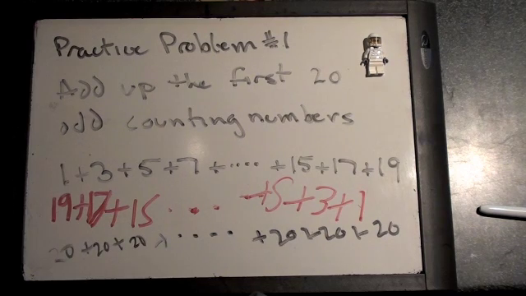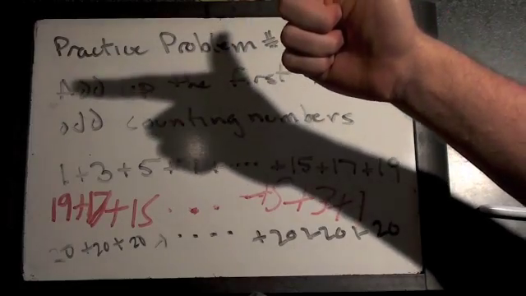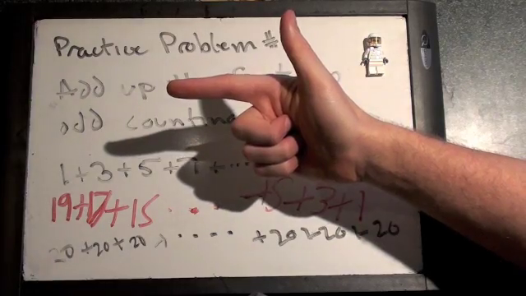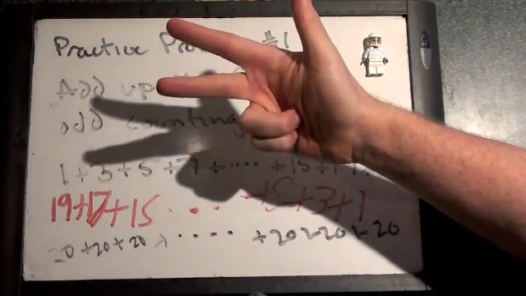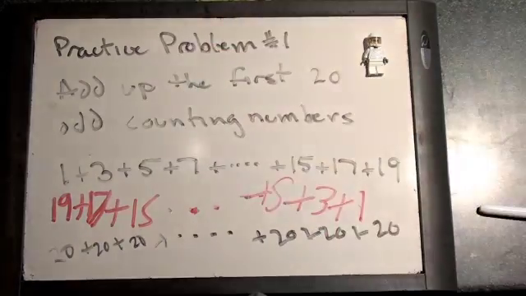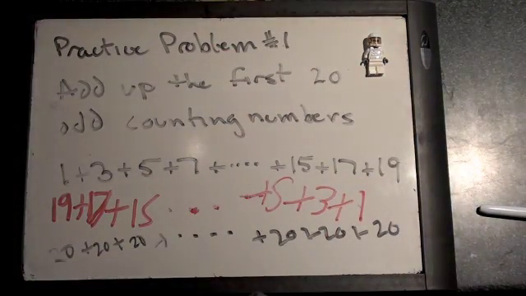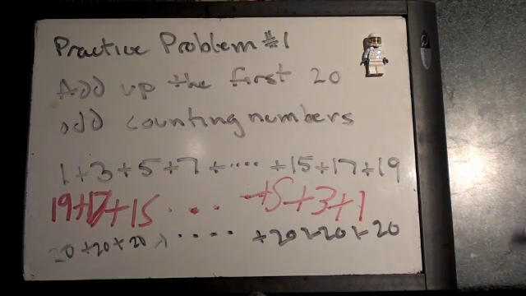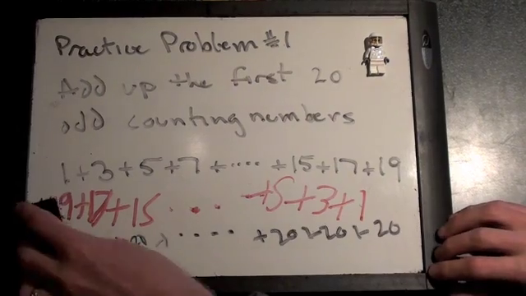And so how many odd numbers are there between 10 and 20? What odd number comes after 9? 11. 13. Then 15. 17. And 19. So how many odd numbers are there up to 19? 10. Okay, so how many 20s do we have? So we have 10 20s.